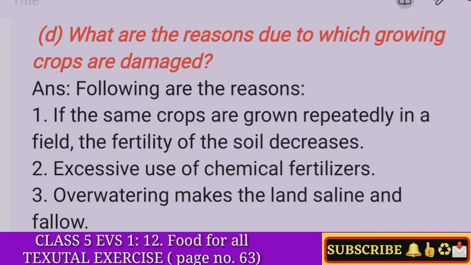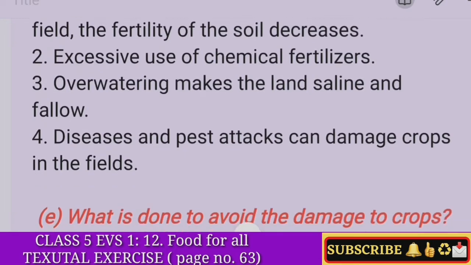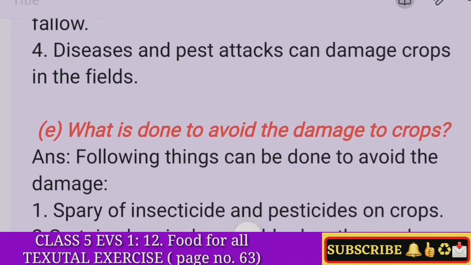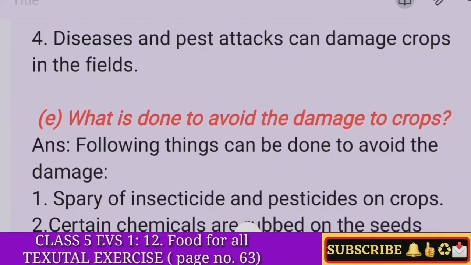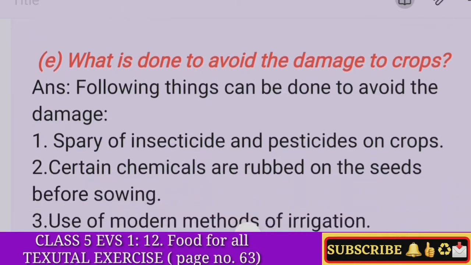1. If same crops are grown repeatedly in a field, the fertility of the soil decreases. 2. Excessive use of chemical fertilizers. 3. Overwatering makes the land saline and fallow. 4. The diseases and pest attacks can damage crops in the field.